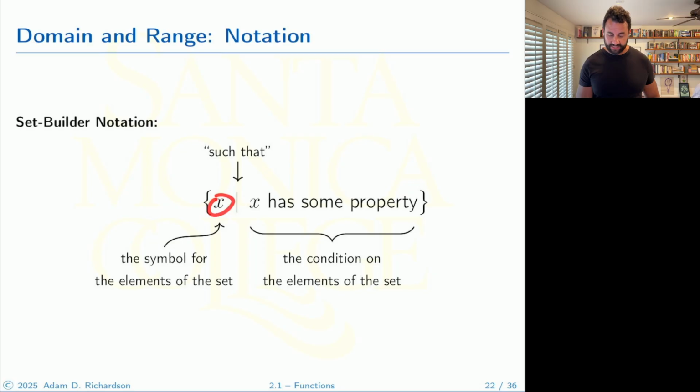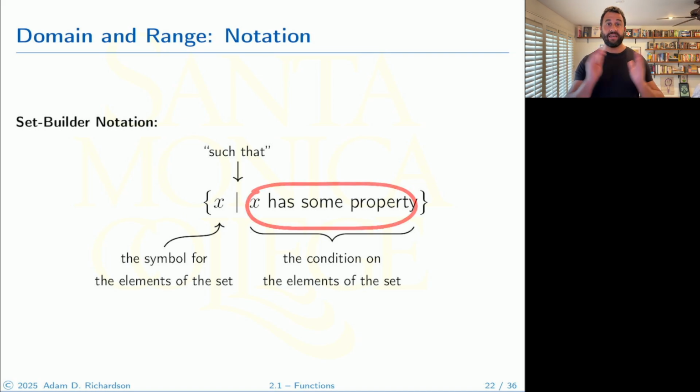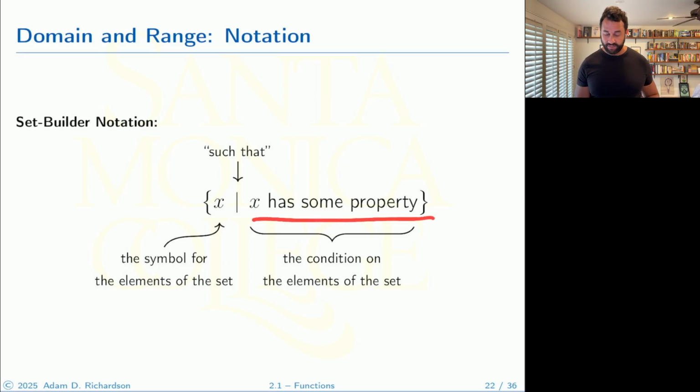Remember, x is the symbol for the elements of the set. This line literally means "such that." It's nothing more than that. That sounds weird, but it literally means "such that." And then here, x just has some property. However you want to describe the condition on these elements, you can write it right here. You can write a sentence, you can write an inequality, you can write anything. It just has to be some condition that you're placing on these elements. That's how set builder notation works.